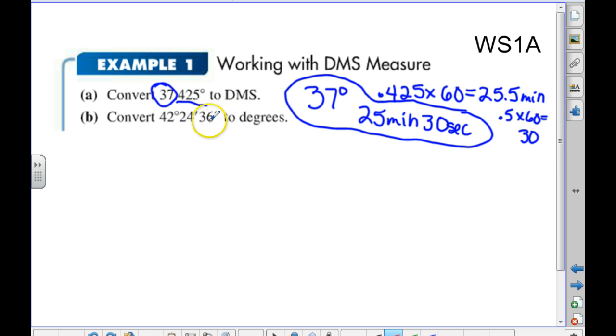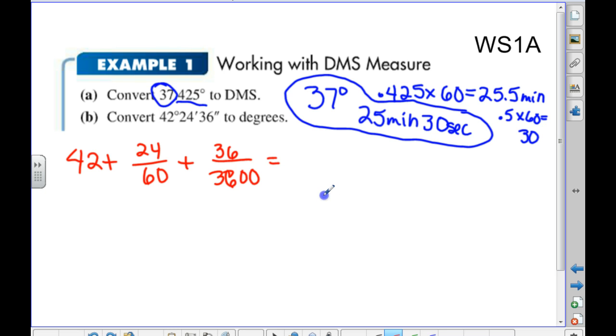This 36 is 36/3600ths of a degree. This 24 is 24/60ths of a degree, plus there's 42 degrees. So literally type that in and see what you get. 42 plus 24/60 plus 36/3600. Is that right? I did it in my head. It's probably totally wrong. Okay. 42.41 degrees. And that's the answer.